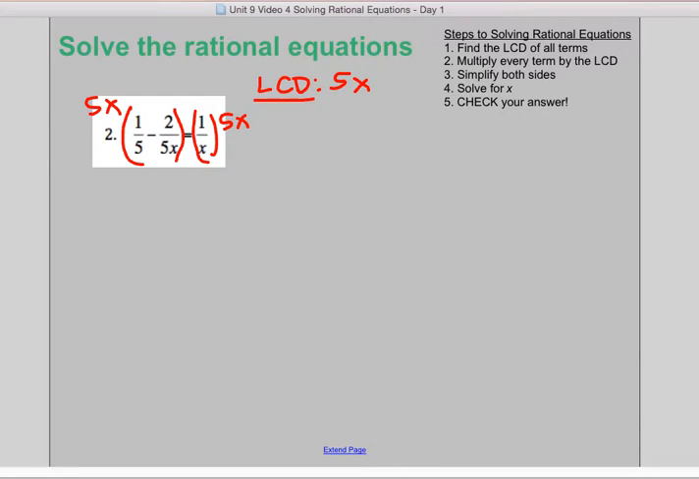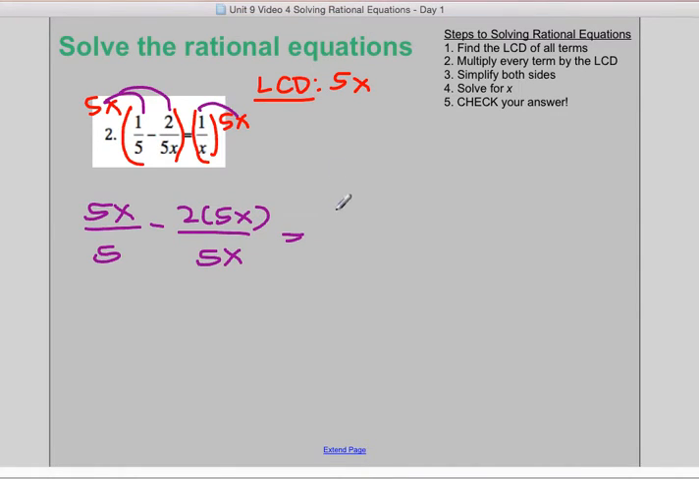Okay, so when you do this, your LCD, you multiply it times all your numerators. So I'd have 5x over 5 minus, and just leave it as 2 times 5x over 5x equals 5x over x. The goal of this is that your denominator should disappear. If it doesn't, you picked the wrong LCD. 5's would cancel, 5x will cancel here, and my x's will cancel.